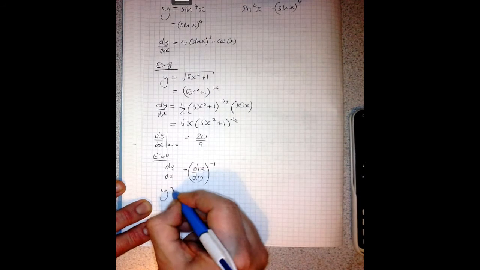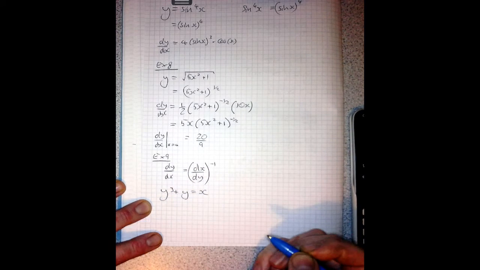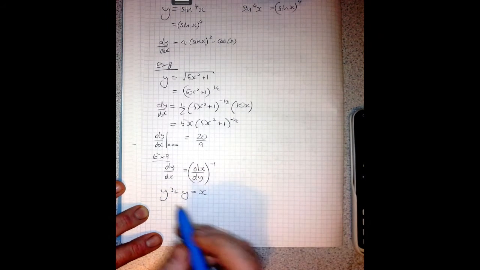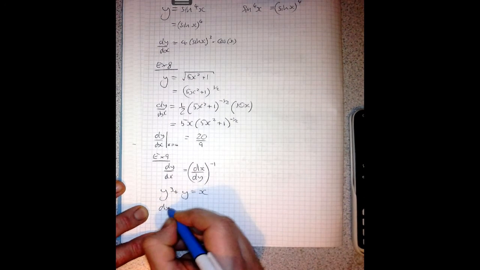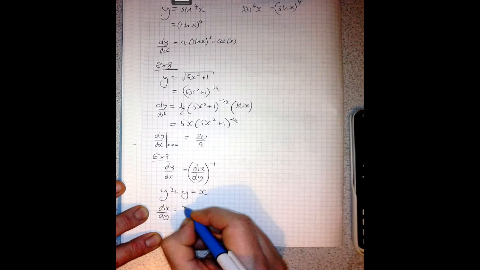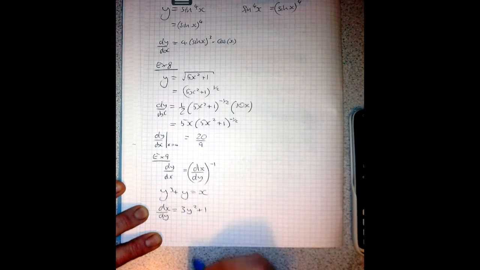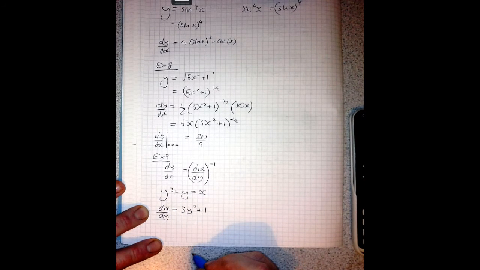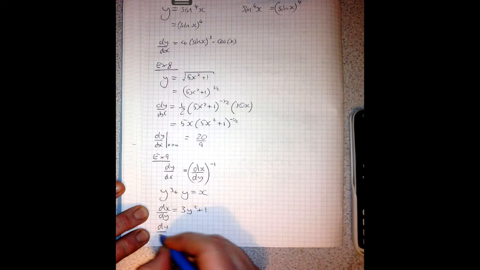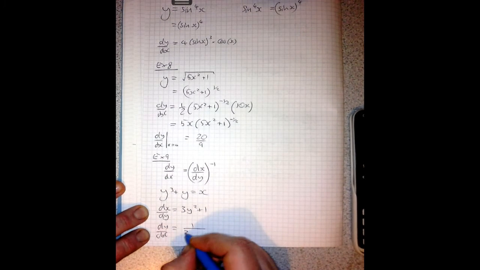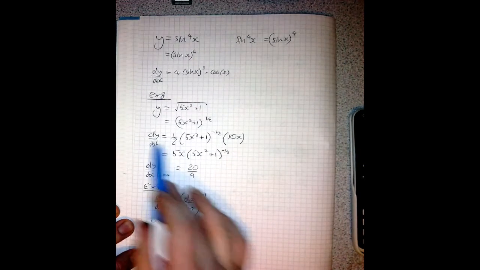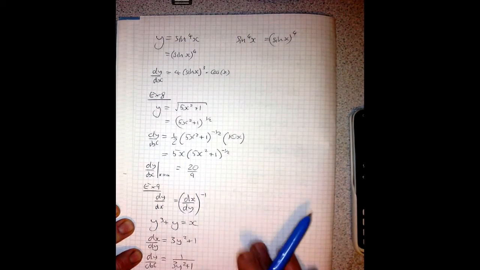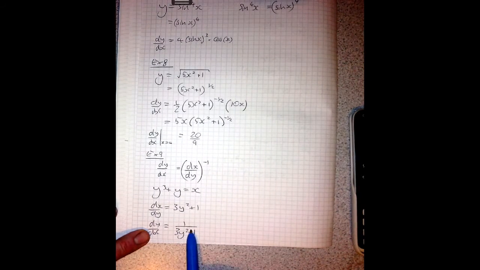y cubed plus y equals x. Well, rather than make y the subject and then differentiate, it's easier here to find dx/dy. dx/dy is 3y squared plus 1. So, of course, dy/dx is 1 over 3y squared plus 1. Now, this is odd because we're used to an expression in x and then we sub in the x value. But this is fine because we actually have the y value, so we can sub it in.